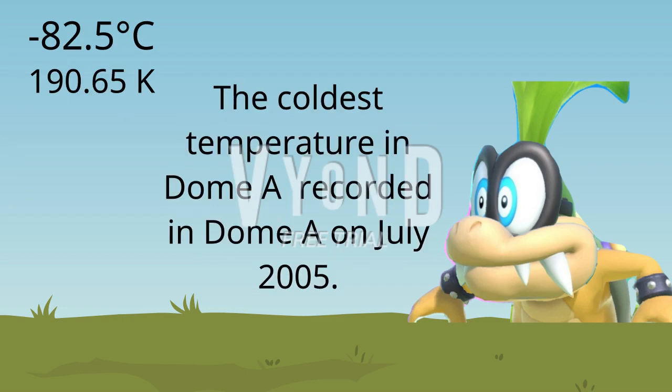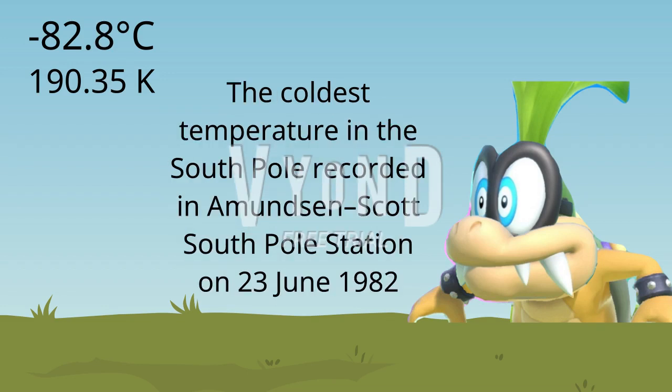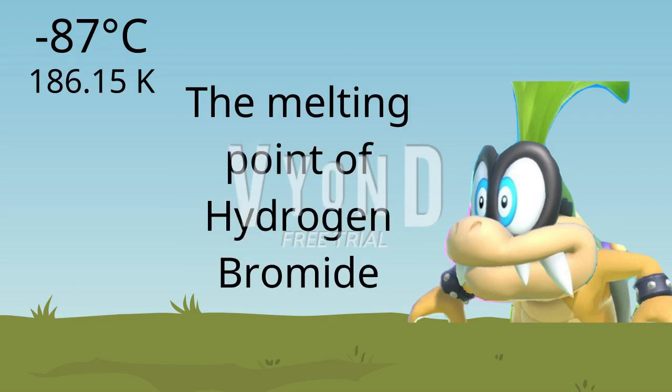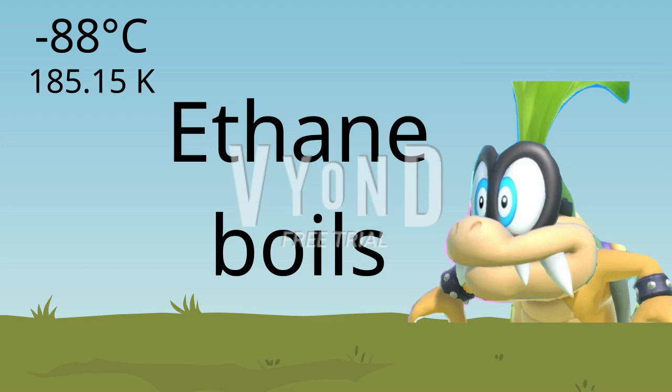The coldest temperature in Dome A is -82.5 degrees Celsius, or 190.65 Kelvin, recorded in Dome A in July 2005. The coldest temperature at the South Pole is -82.8 degrees Celsius, or 190.35 Kelvin, recorded at Amundsen-Scott South Pole Station on the 23rd of June 1982. The melting point of hydrogen bromide, a compound containing one hydrogen atom and one bromine atom, is -87 degrees Celsius, or 186.15 Kelvin.